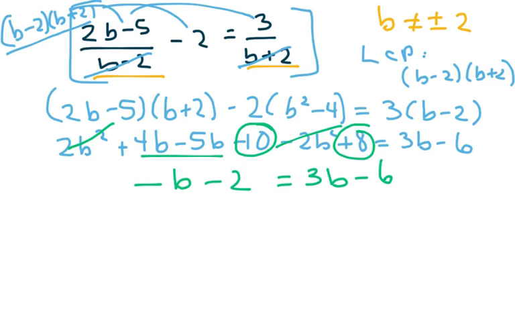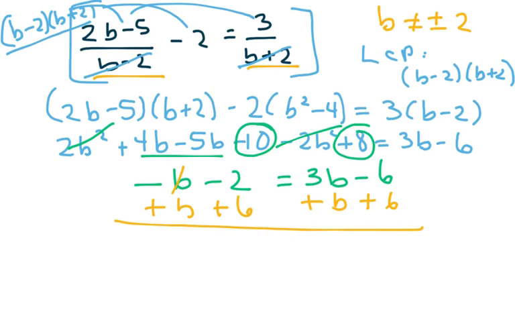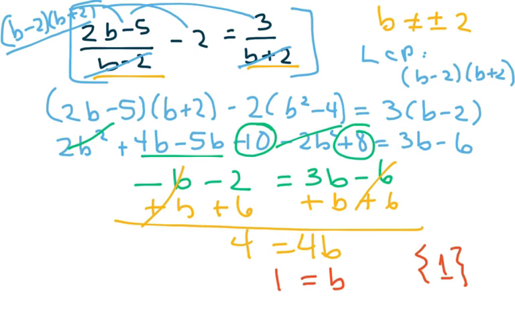I'm going to add B here to both sides, and I'm going to add 6 to both sides. So that cancels, this cancels, and I get 4 equals 4B. Therefore, B equals 1. So my solution set is 1, and it works, so we're good to go, because there's my restrictions.